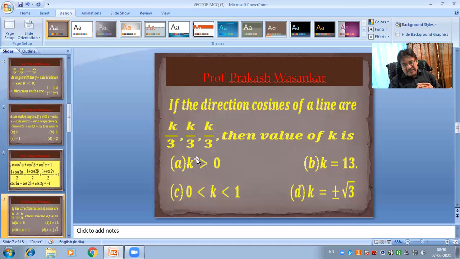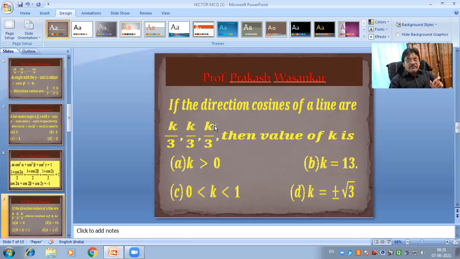Again, one simple MCQ. If the direction cosines of a line are k by 3, k by 3, k by 3, then the value of k is: option A, k greater than 0; option B, k equals 1/3; option C, 0 strictly less than k less than 1, that is, k lies between 0 and 1; option D, k equals plus or minus root 3.